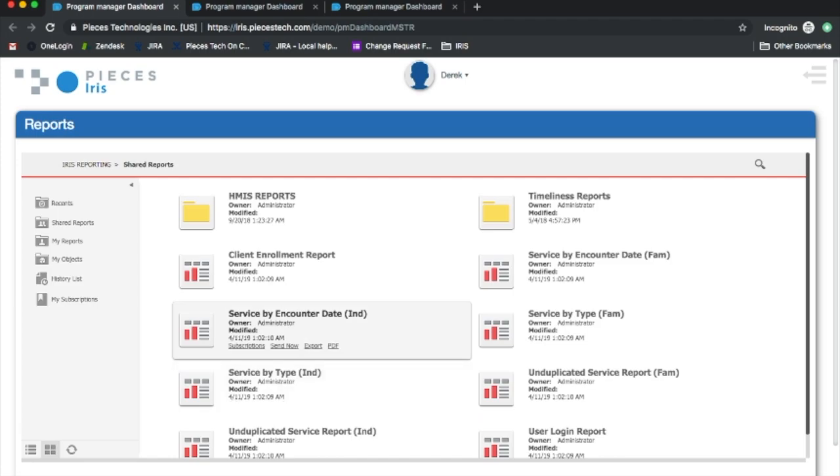Now, you will probably notice the IND for individual and FAM for family. There isn't too much difference in the way that these reports run. It's more to distinguish family programs and individual programs, but an individual report can also be run for a family program. So I have two sample reports. They're for the same time period, same programs.